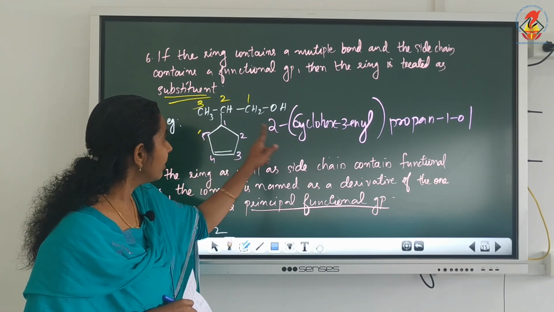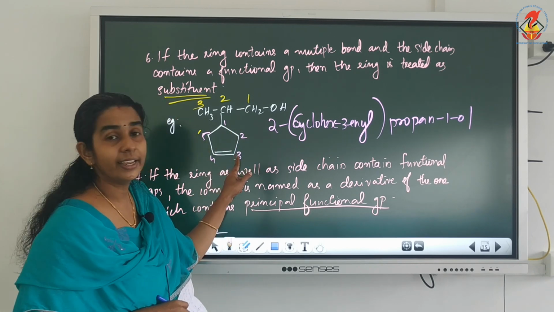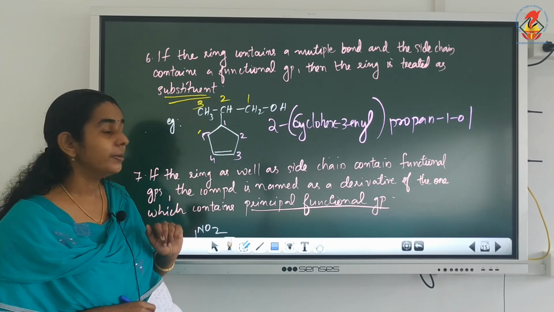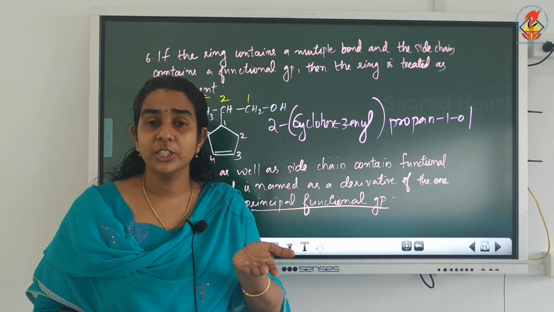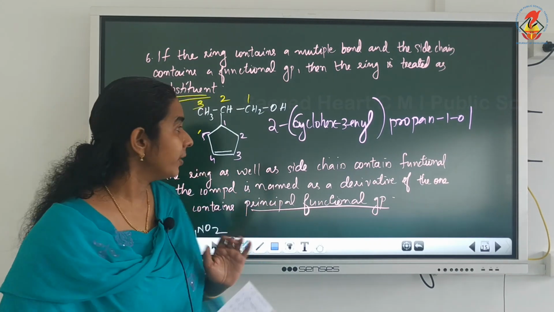So on the second carbon we have a cyclohexenyl. Cyclohexene actually. The position of the double bond is 3-ene. Since it is an alkyl group or substituent, cyclohexenyl alkyl group. Okay.